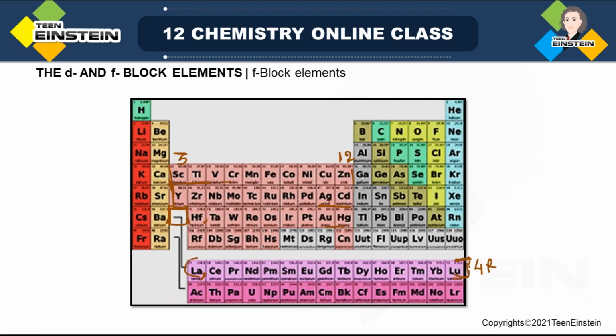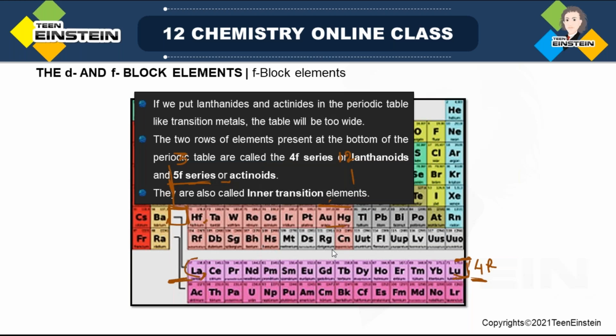Just as you have seen in case of D block, electrons are gradually filling in the D orbital, and that is why they are under D block. But now it is the 4f orbital that is filling gradually, so that is why they are under F block. But F block is mentioned under the periodic table. It is not directly placed in the periodic table. But why is it so? Because if you write La up to Lu all in this single position, then the periodic table will be very wide.